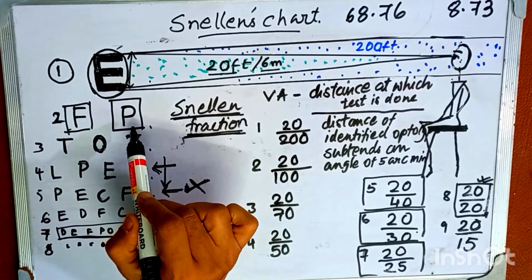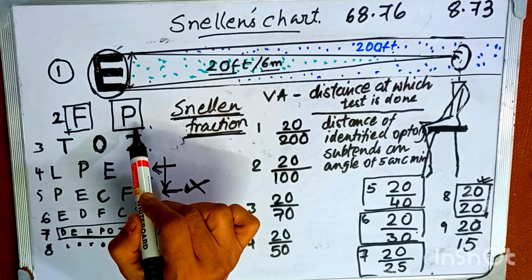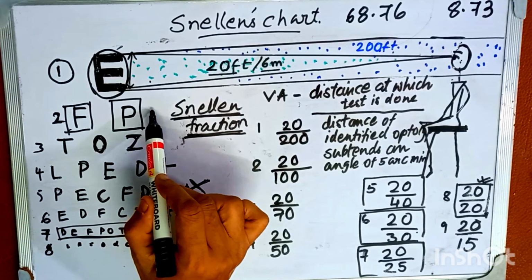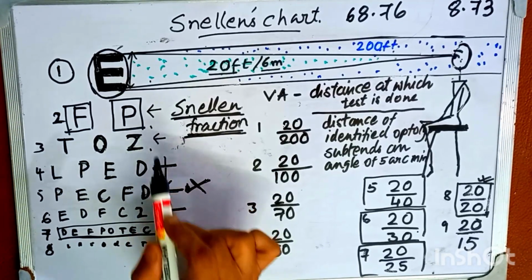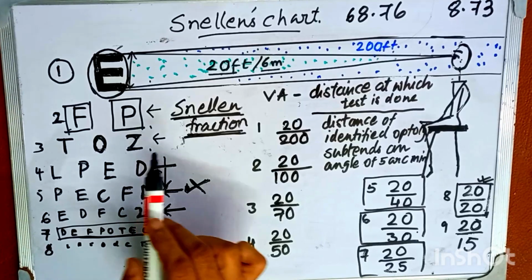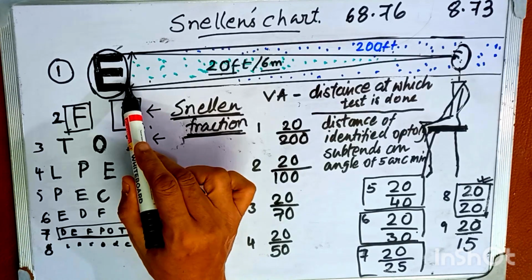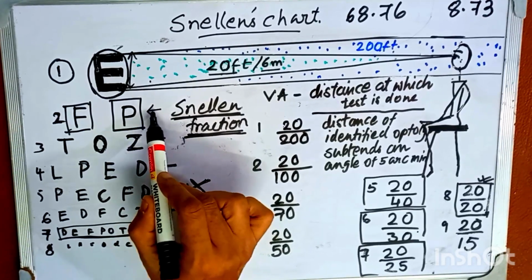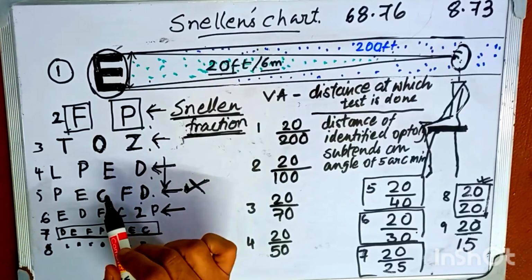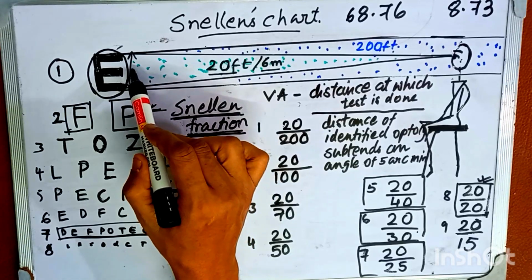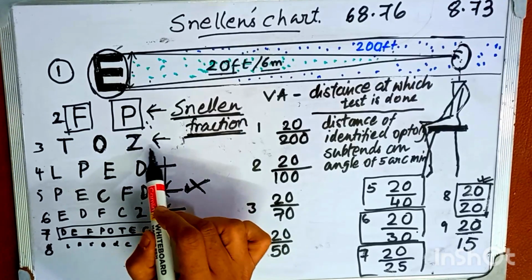Say this line is somewhat lower than 60 meters, a 50-meter distance optotype. This line is a 40-meter distance optotype. We can express these in feet also. So 60 meters comes to around 200 feet, this comes to around 100 feet, and this around 70 feet. So this is the 200 feet optotype, this is a 100 feet optotype, and this is a 70 feet optotype.